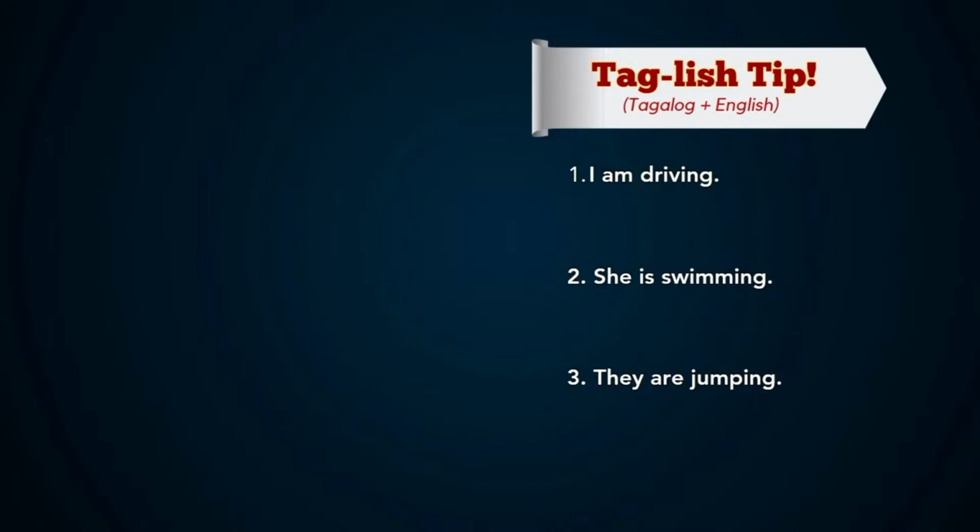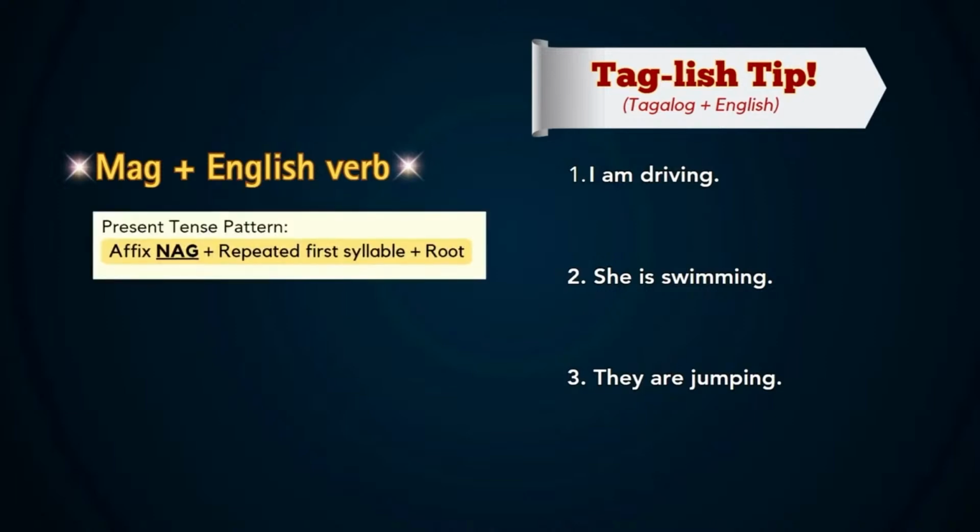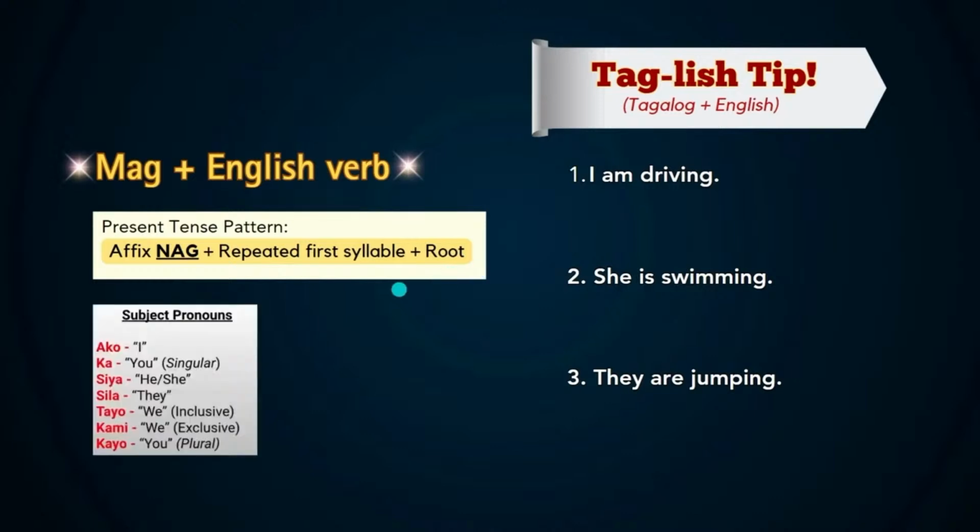So let's take a look at these examples. I am driving. She is swimming. They are jumping. We didn't learn how to say to drive, to swim, or to jump. We didn't learn those verbs. But you could always turn them into a mag verb. So mag plus the English verb. And then you could just conjugate it in the present tense using the pattern we learned. Affix is nag. Then there's a repeated first syllable and then the root. And then use the subject pronouns like we learned.